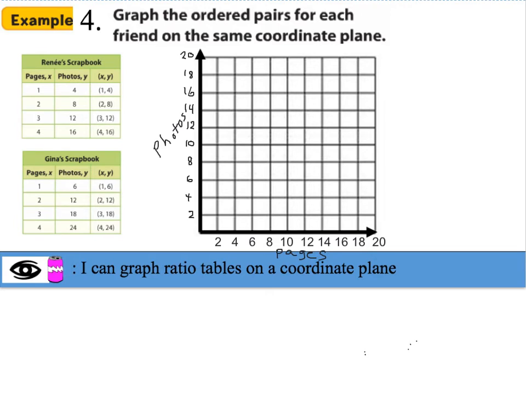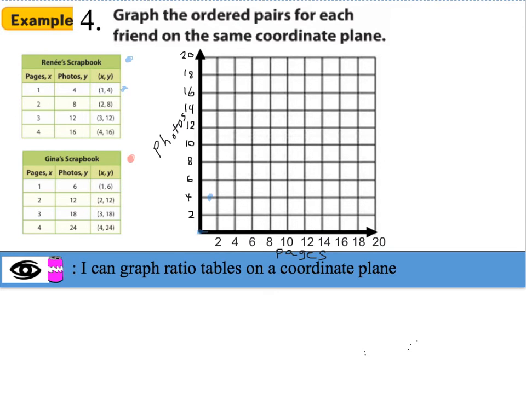When I plot Renee's points on the coordinate plane, I'm going to use blue, and I'm going to use red to plot Gina's points. So let's take a look at Renee's first. We're going to go to 1, 4, so I'm going to start at 0, 0. And I'm going to go 1 on the x-axis. And notice 1 is in between 0 and 2. And I'm going to go up to 4. So I've just graphed this ordered pair right here.